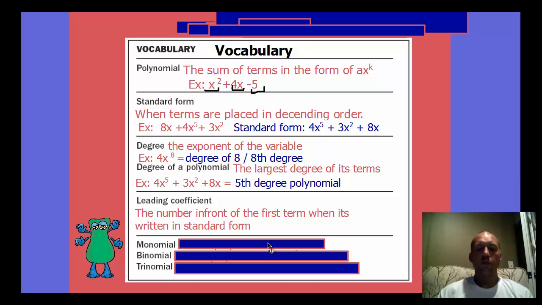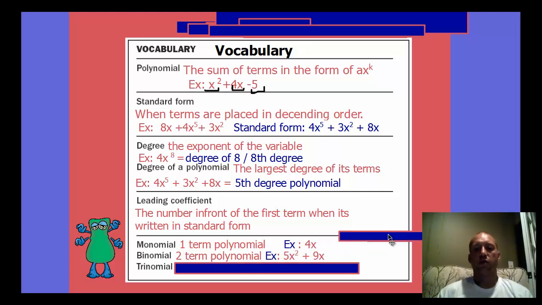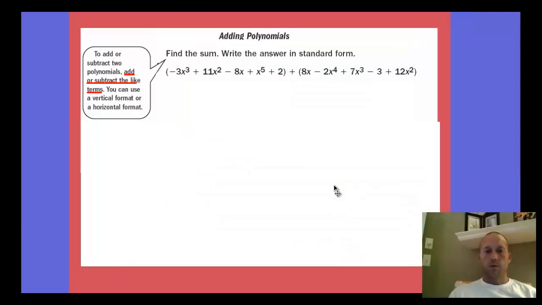The leading coefficient, again, is the number in front of the first term when it's written in standard form. So a monomial is a 1-term polynomial. Binomial, bi is 2, so a 2-term. And then we have a trinomial, tri 3, so we have a 3-term. These are some of the common names we'll talk about. Anything more than that, we usually just call a polynomial, so many terms.